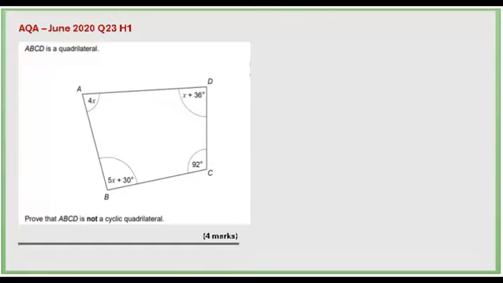Here's my solution to this problem. We have a quadrilateral there, and the fact that we know about quadrilaterals related to their interior angles is that the sum of those interior angles in any quadrilateral adds up to 360. So that's a fact that we know.